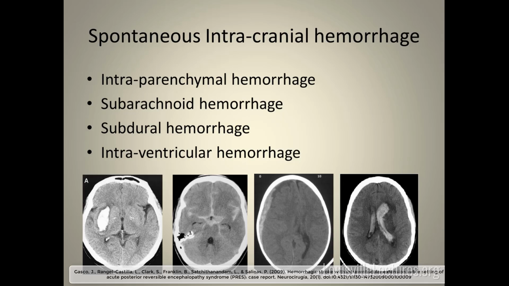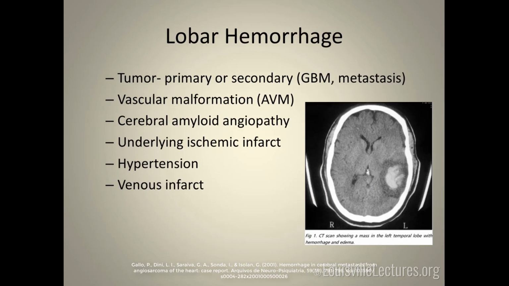Spontaneous intracranial hemorrhage, quickly: mainly four different kinds, intraparenchymal hemorrhage and subarachnoid hemorrhage. Sometimes subdural can be spontaneous, because a very minor injury, like head jerking in a very old patient who has a lot of atrophy, can cause a subdural with very minimal trauma. And intraventricular hemorrhage could also be hypertensive hemorrhage.